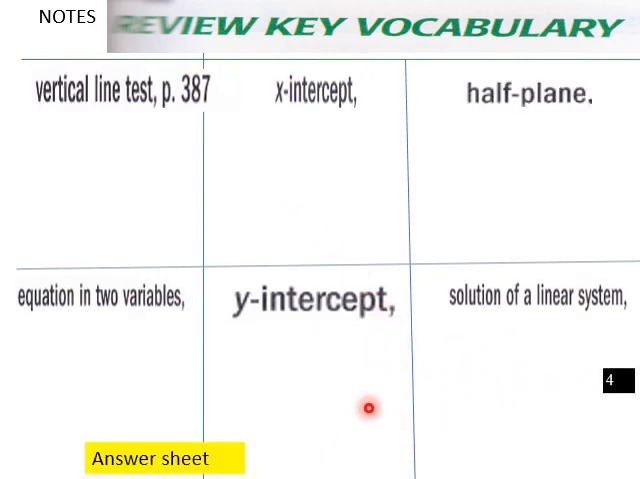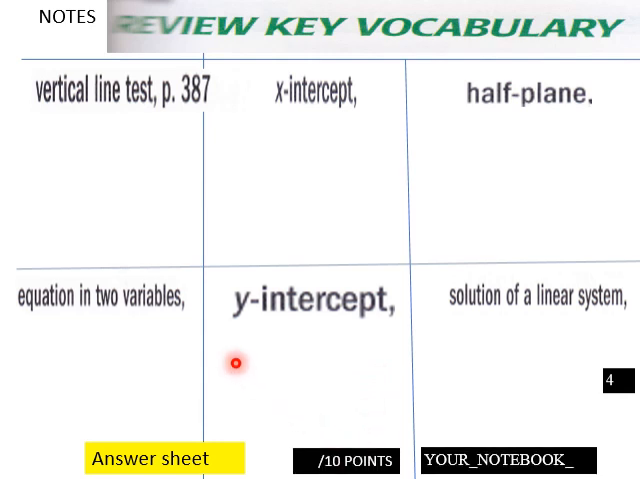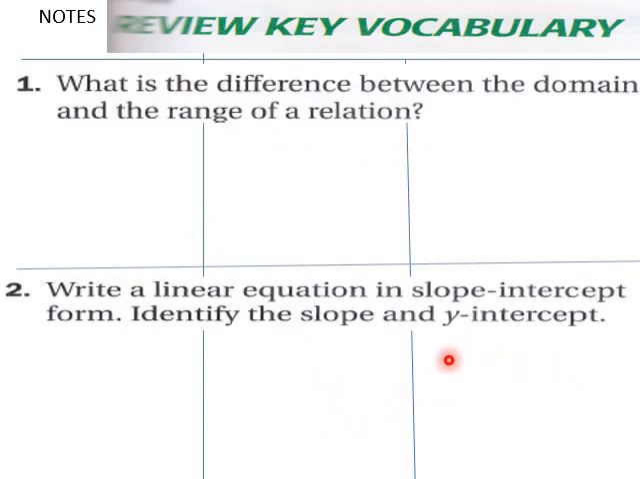Page 4 in your notebook, 10 points. Vertical line test, x-intercept, half plane, equation in 2 variables, y-intercept, solution of a linear system. Define each of these. 10 points, page 4.